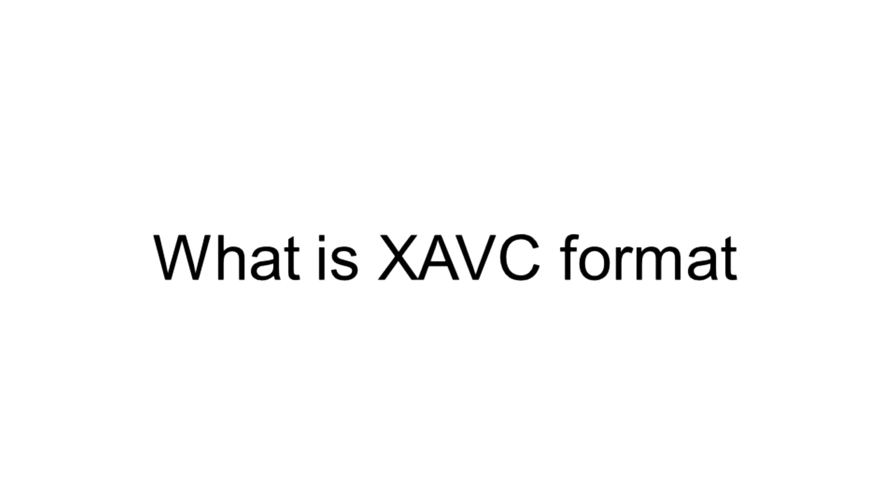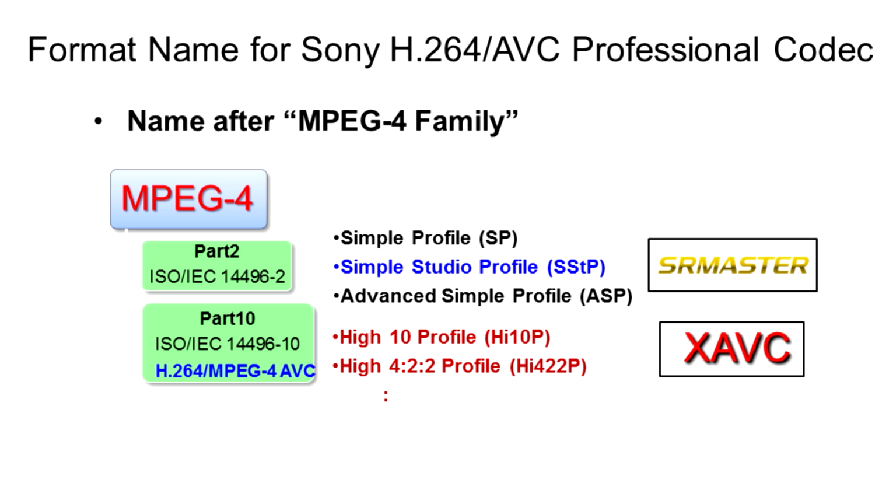Okay, what is XAVC? XAVC is the implementation of the MPEG4 H.264 advanced video coding at the highest possible level of implementation, level 5.2. MPEG4, as you probably know, is a family of compression systems that have been defined by the ISO and the ITU, and I'll come back to that later, through the years. And for example, part 2 of the MPEG4 family is what is known today as the SR codec, or simple studio profile, that we had in our SR machines and servers.